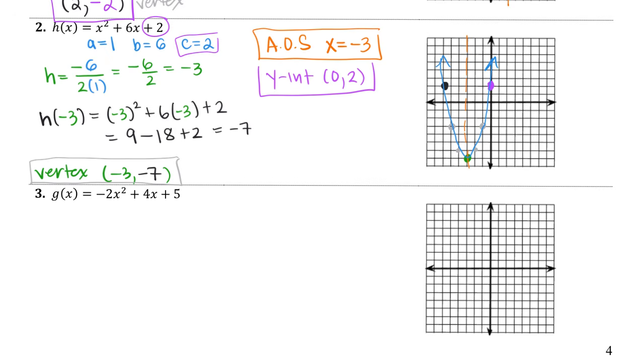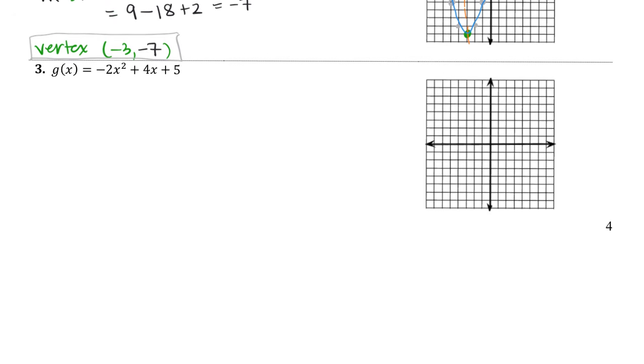Okay, one more for today. Again, if you're good, pause it. Just check your answers at the end. Okay, A, it's negative 2x squared. A is negative 2, plus 4x. B is positive 4, plus 5. C is positive 5. Okay, vertex formula.